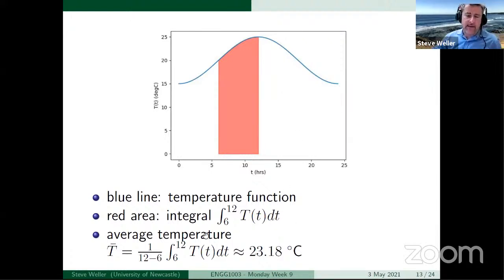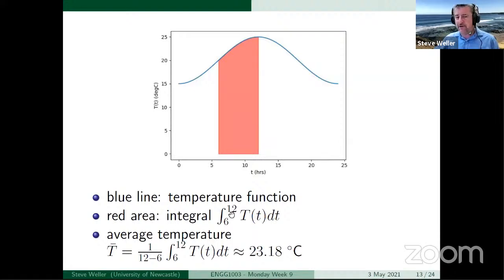Now the red area is the integral between time 6 and time 12 of the function uppercase T of time. And I'm going to show you in the Python code how to plot this red area. I didn't show you that last week, and I'm going to give you the code and step you through how to do that now. So the red area is the integral of the temperature variation between the hours of 6 a.m. and 12 noon.